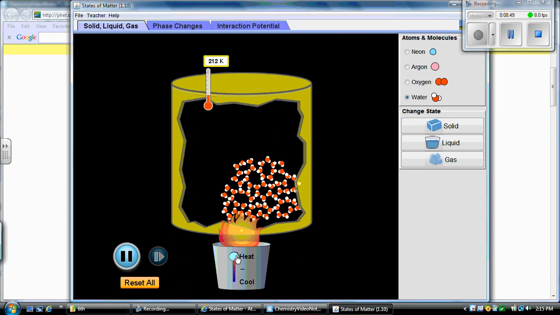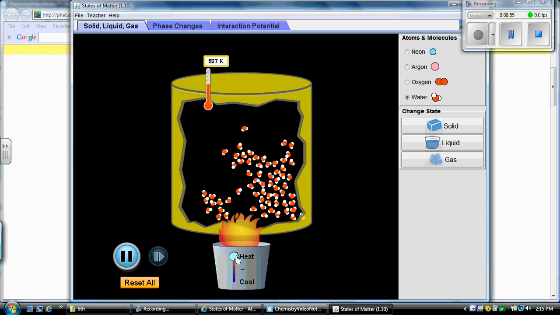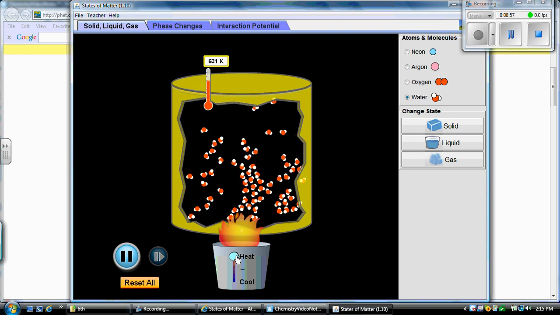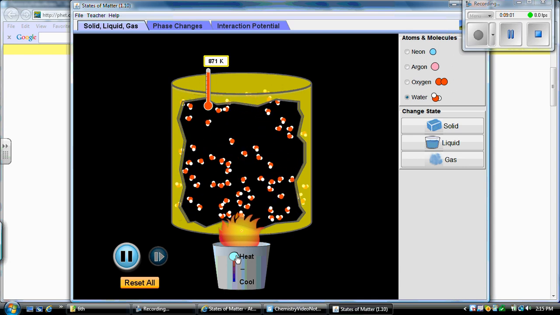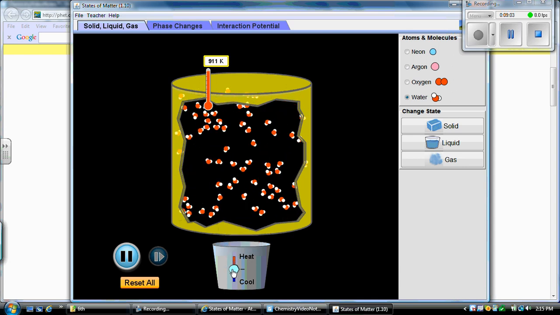So if we add thermal energy, those particles are going to get more kinetic energy. They're going to change into a liquid and then into a gas. Cool it down.